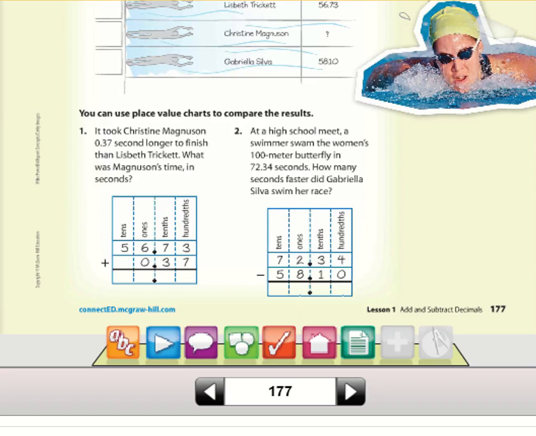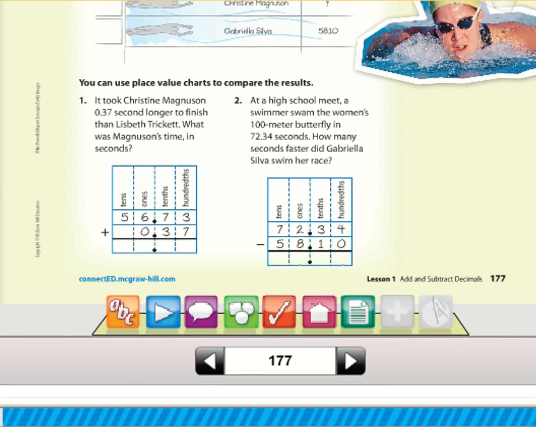So we're going to solve two problems. Number one, it took Christine Magnussen 37 hundredths seconds longer to finish than Lisbeth Trickett. What was Magnussen's time in seconds? So the work is already shown for us, and we're going to add. Notice how the decimals are lined up together, as well as the place value of the numbers. So 3 plus 7 equals 10. 1 plus 7 plus 3 equals 11. 1 plus 6 equals 7. And 5 plus nothing is going to be 5. So our answer is 57 and 1/10 of a second.